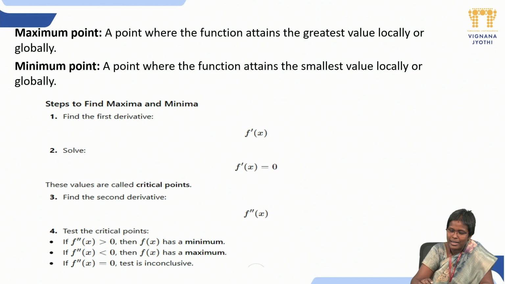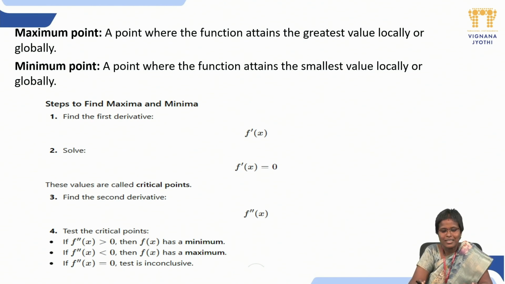Now, what is a maximum point? A point where the function attains the greatest value, locally or globally. Naturally, maximum itself indicates the greatest, whether local or global. Minimum is the point where the function attains the smallest value. So we can get a point where the curve will have the smallest value. Okay, this is the definition of maximum and minimum point.